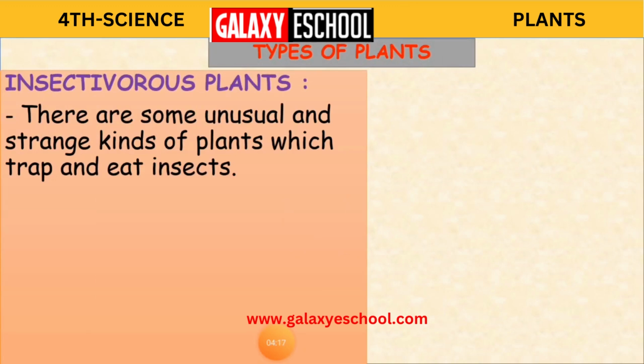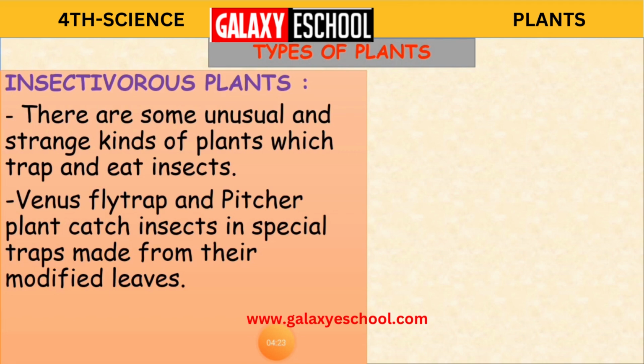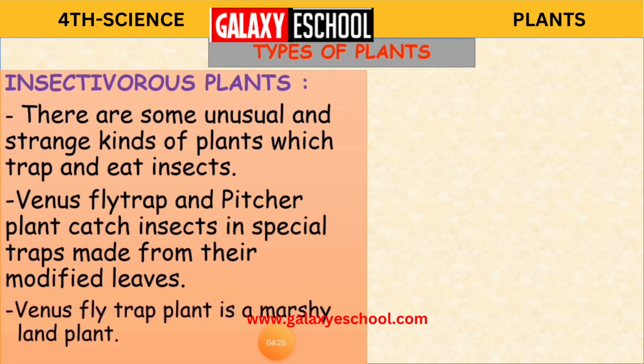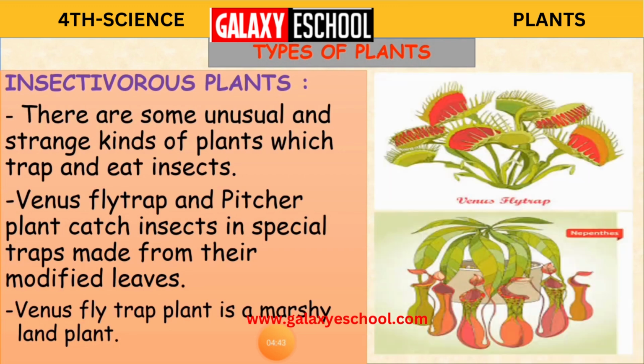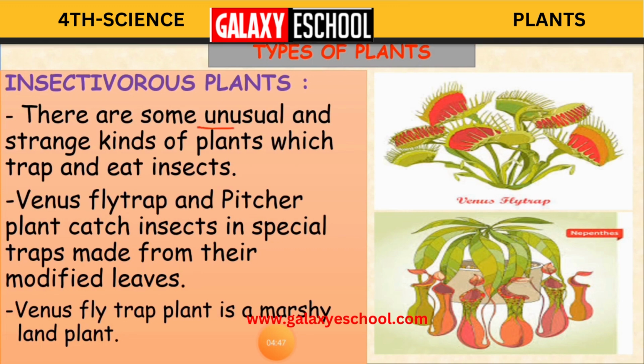So what are insectivorous plants? There are some unusual and strange kinds of plants which trap and eat insects. Venus flytrap and pitcher plant catch insects in special traps made from their modified leaves. See, insectivorous, you are getting the meaning in the name only of the plant. Yes or no? What are they? They are some unusual. They are not usual plants.